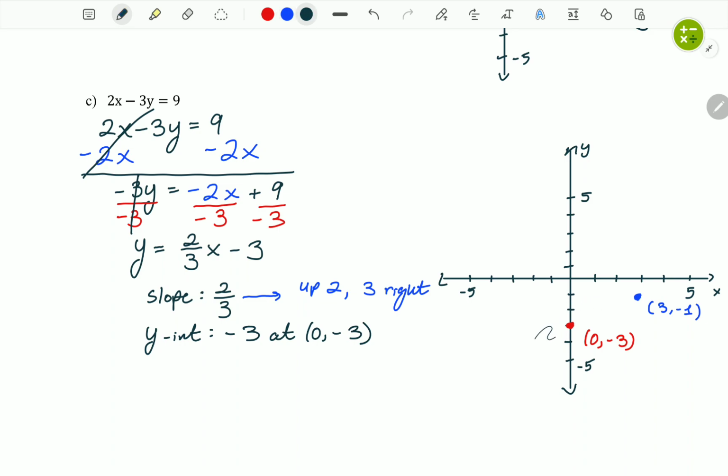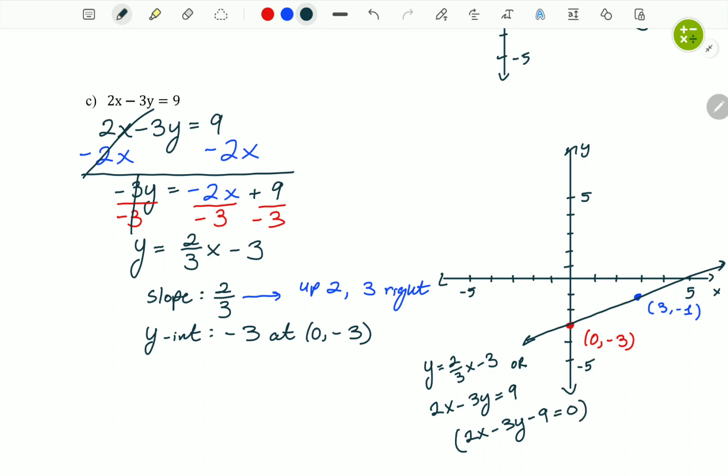And now we can sketch our equation. And there we go. This is the line of y equals 2/3 x minus 3. Or we can say that this is the line of 2x minus 3y equals 9. Or an alternative way is 2x minus 3y minus 9 equals 0.